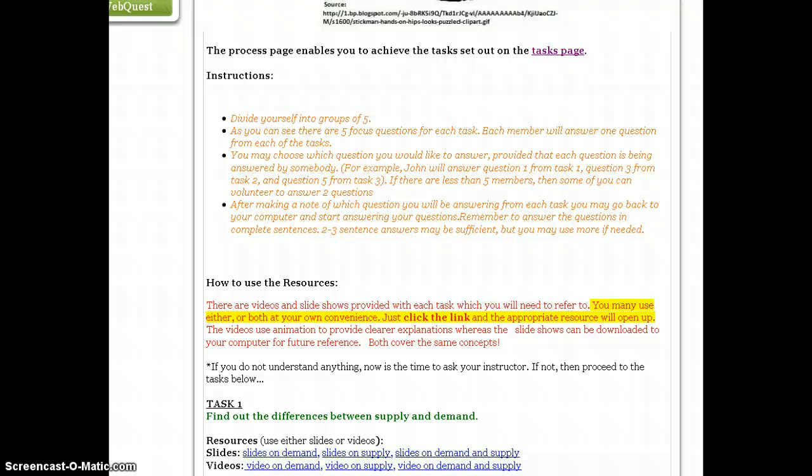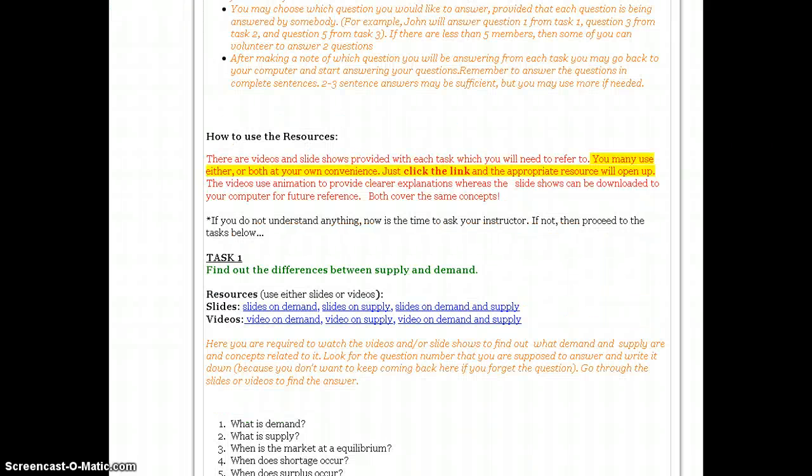Up till here, if the students do not understand, it is wise for them to ask you, the teacher, on how to proceed further. Now let us quickly look at the tasks. The first one was to find out the difference between supply and demand.